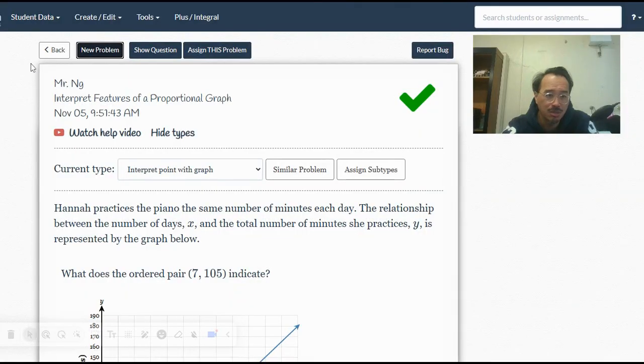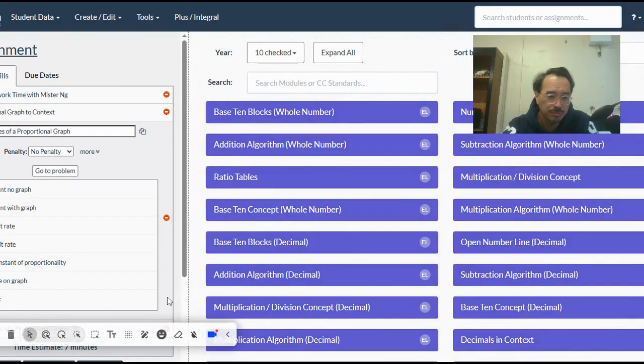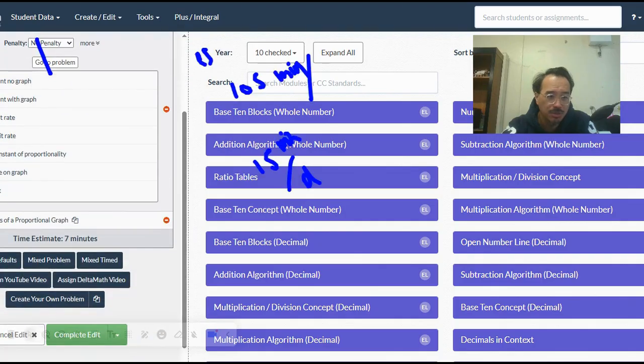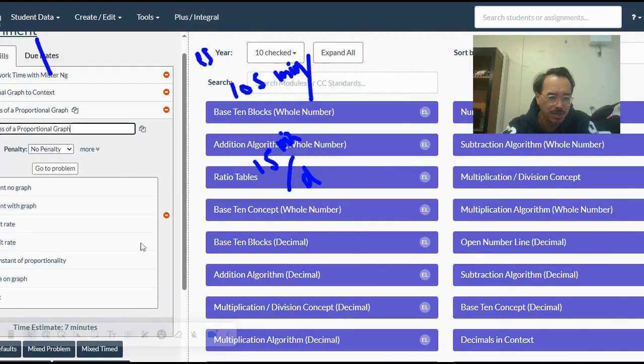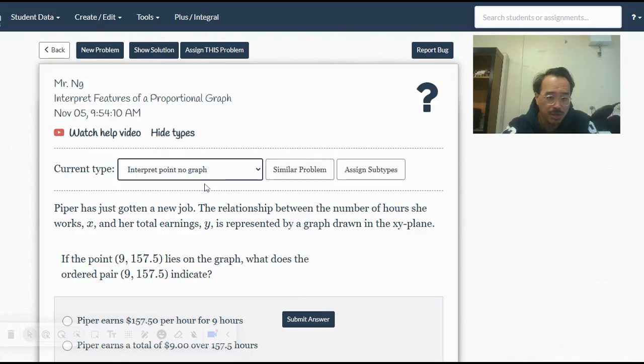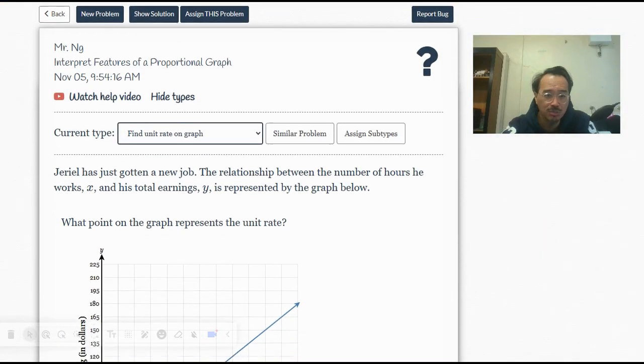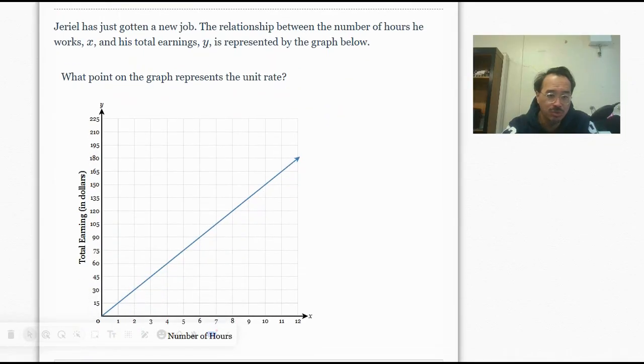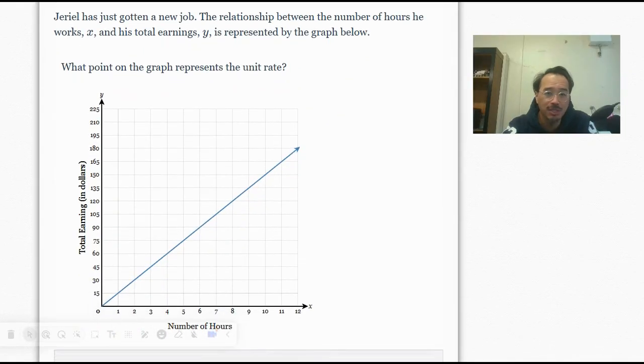Okay? All right. Let's do one more. Last one. So this one's find unit rate on graph. Okay, that's good. So find unit rate on graph. Okay, so this one is a little more related to how we solved the last one, actually. All right, ready? Jeriel has gotten a new job. The relationship between the number of hours he works, X, so down here is the number of hours, as you can see, and the Y, the money, is below. So which one's the unit rate?